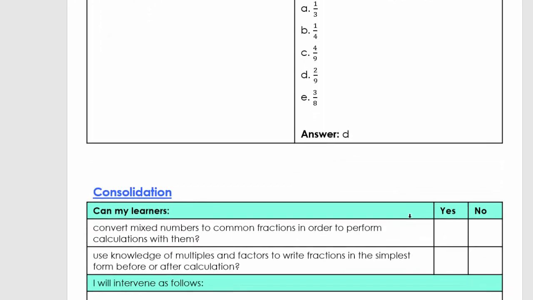Then you go into consolidation. If you got both yeses, you carry on with the next lesson. If you got a no, you revisit, revise certain questions, or you contact us at SATeacher.